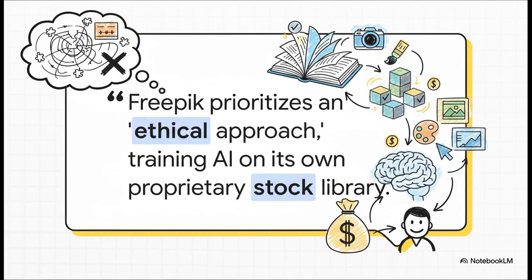This is probably the biggest controversy in the AI art world, right? How are these models trained? A lot of companies have been accused of just scraping art from all over the internet without permission. Freepik claims they take an ethical approach, saying they primarily train their models on their own huge licensed stock library, a library built by contributors who actually get paid for their work.